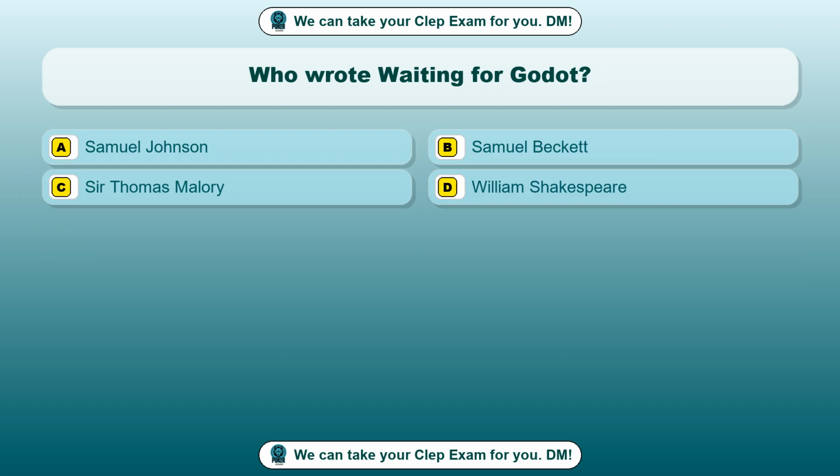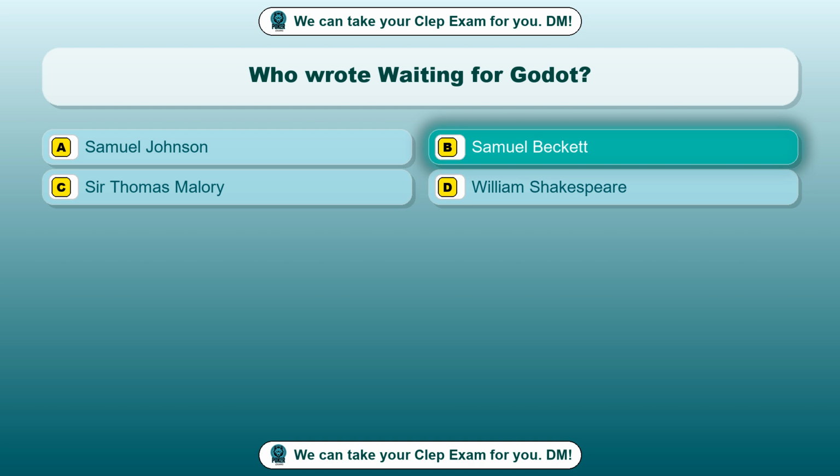Question 87. Who wrote Waiting for Godot? Option A, Samuel Johnson. Option B, Samuel Beckett. Option C, Sir Thomas Malory. Option D, William Shakespeare. The correct answer is option B, Samuel Beckett.